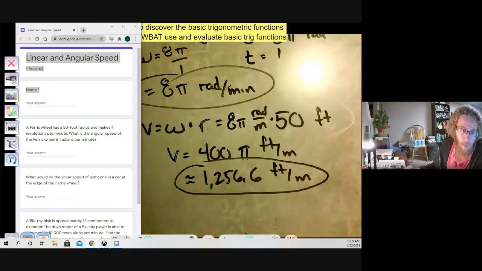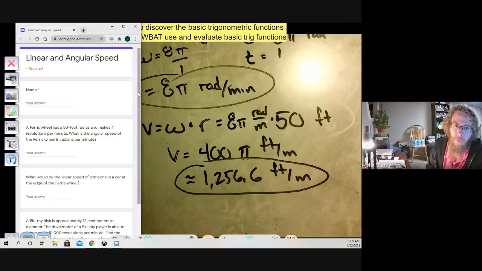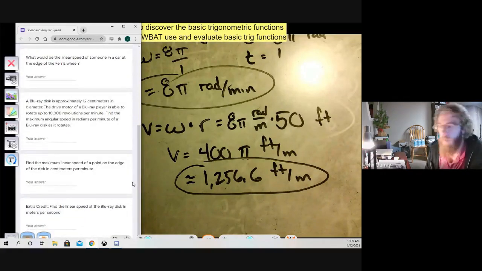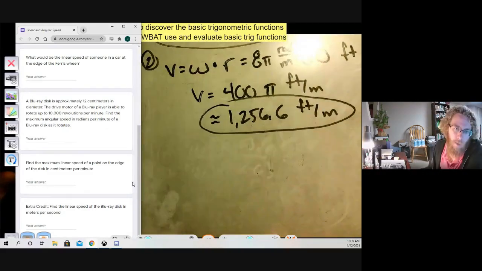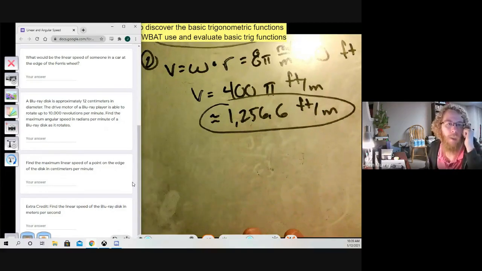Any questions about the first question? All right, our second question. We have a Blu-ray disc. It's approximately 12 centimeters in diameter. The drive motor, the machine that you put the disc into, is able to rotate up to 10,000 revolutions per minute, right? Those things spin pretty fast. Find the maximum angular speed in radians per minute of a Blu-ray disc as it rotates.